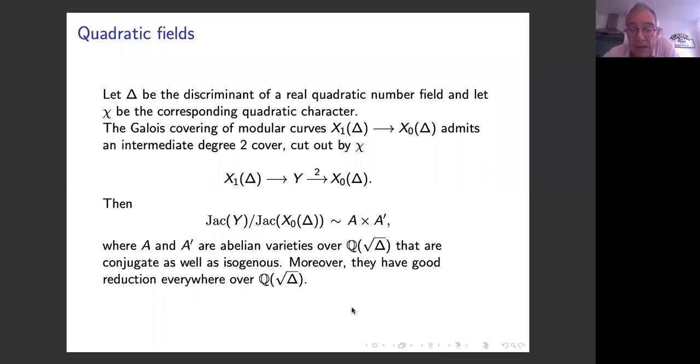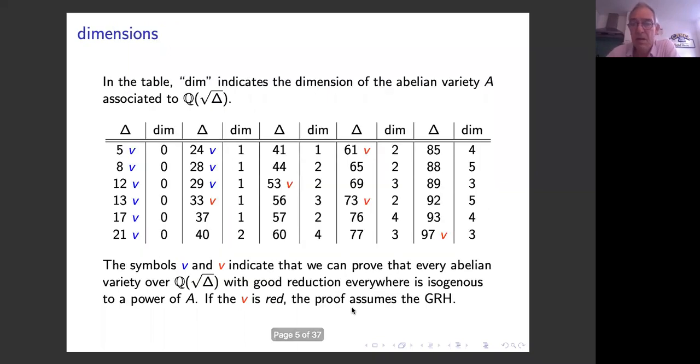But it may be that this Abelian variety is zero, and then still you may hope to prove the theorem, again the generalization of the Abrashkin-Fontaine theorem. Okay, so now I will show you a table for all the discriminants less than 100 of real quadratic fields. Here it is.